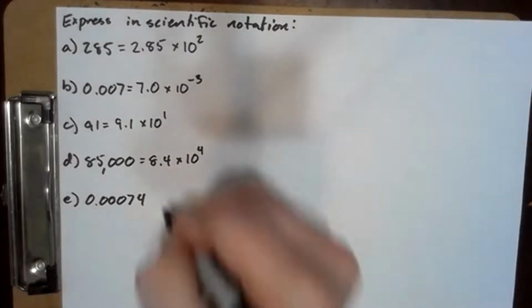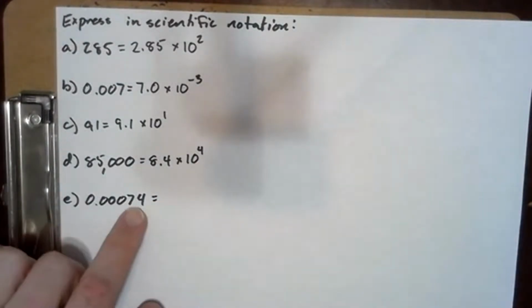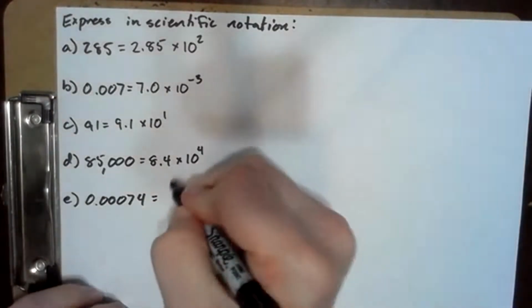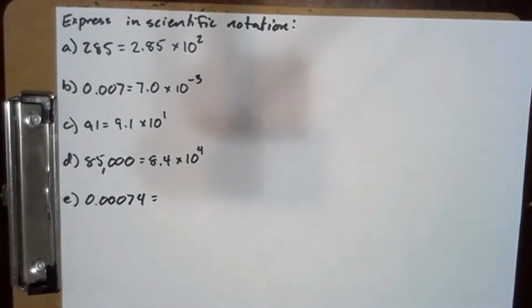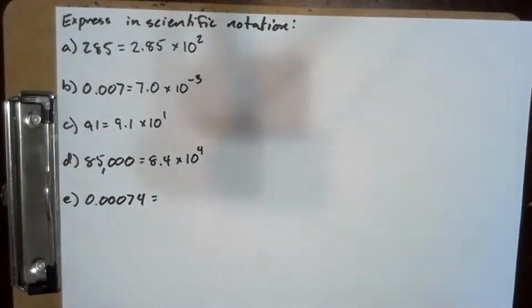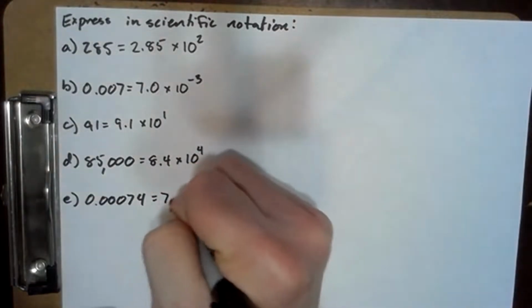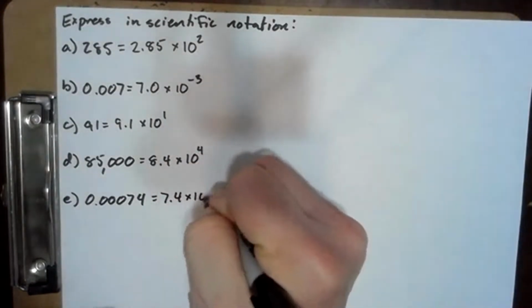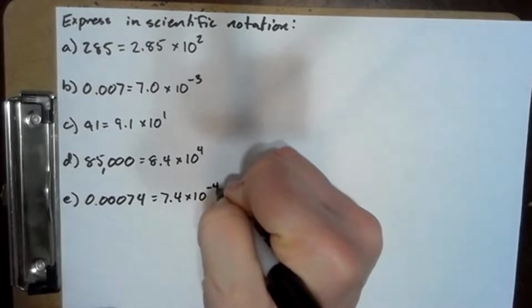And finally, we've got 74 thousandths. We're going to move our decimal place 4 to the right. This is 7.4 times 10 to the negative 4th.